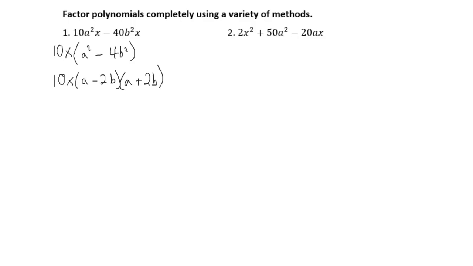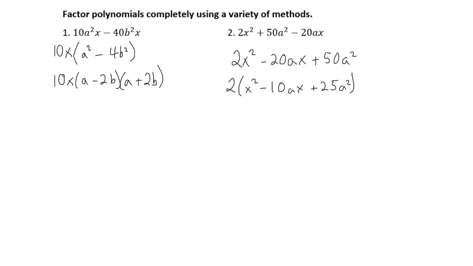All right, with this one, we notice that we have an x squared first term and middle term. So what we need to do is rearrange this by putting our x squared, our 20ax in the middle, and our 50a squared on the back end. Now here, I'm going to factor out a 2, and that'll give me x squared minus 10ax plus 25a squared. And right away I see that this is a perfect square and this is 2 times that 5 there.